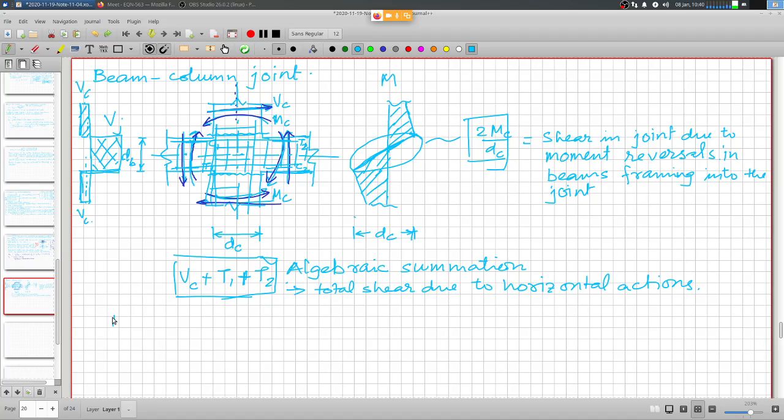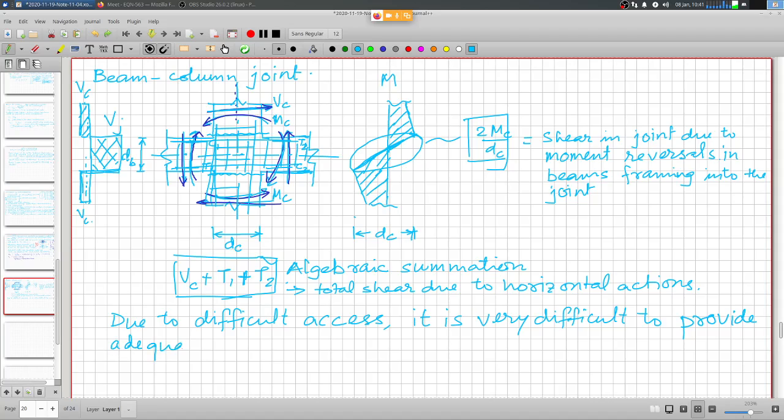So due to difficult access, it is very difficult to provide adequate transverse reinforcement.